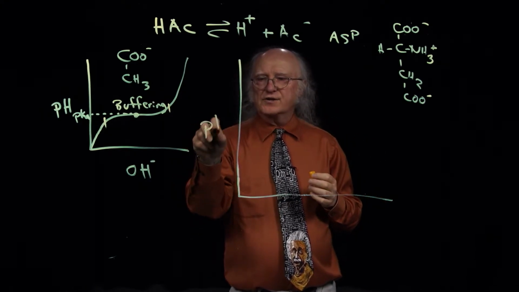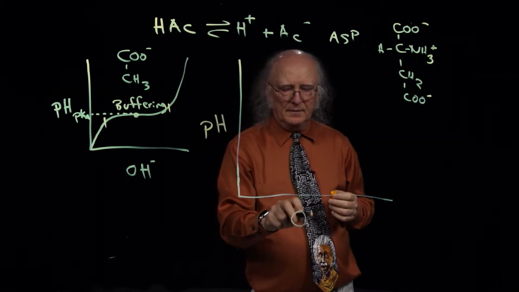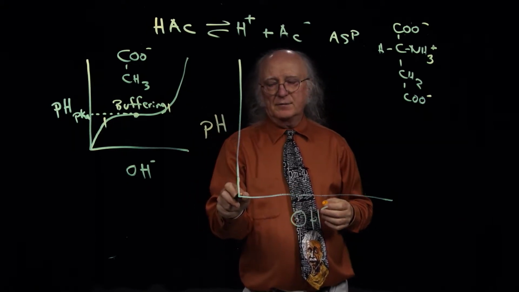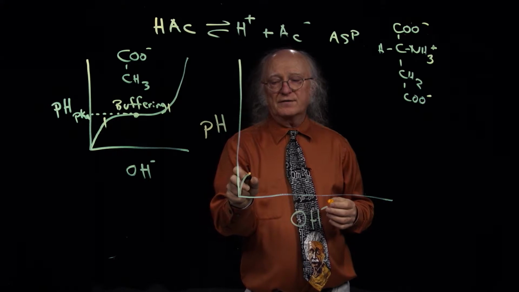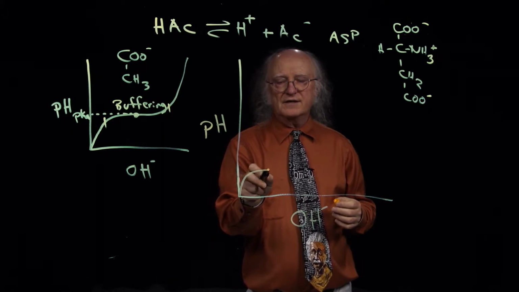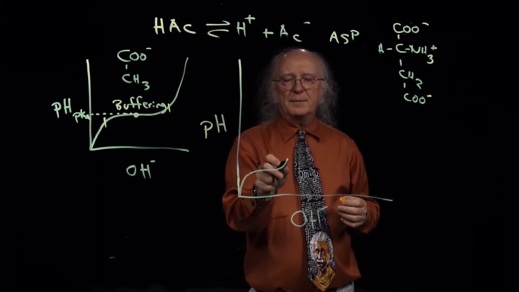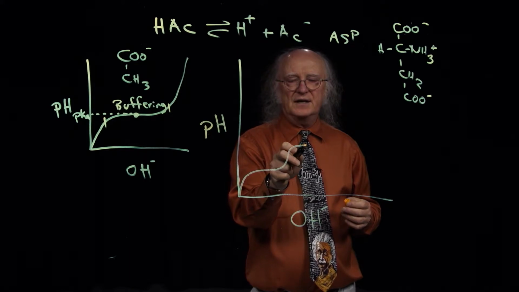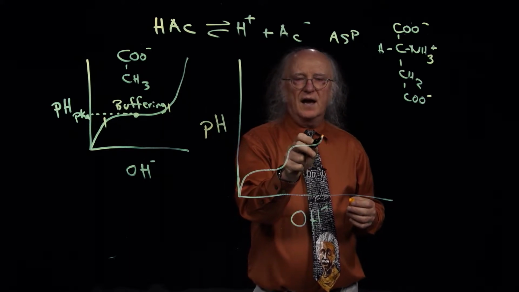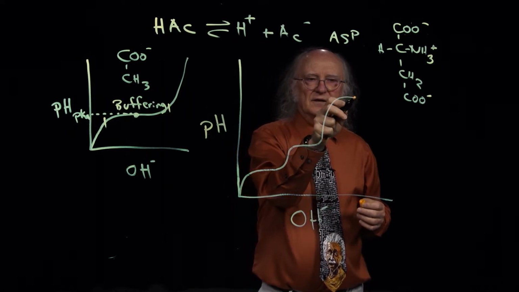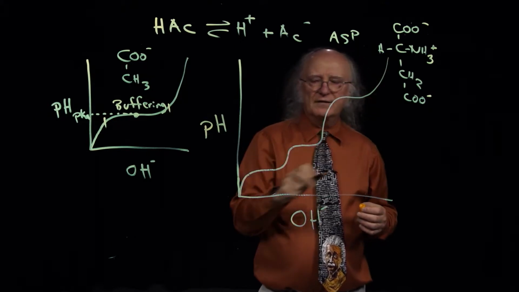what the titration curve would look like. It would look something like this. We would see a rapid increase until we got to the first pKa value where we would see flattening. We would see a rapid increase until we got to the second pKa value where we would see flattening. And we would see a rapid increase until we got to the third pKa value where we would see flattening.